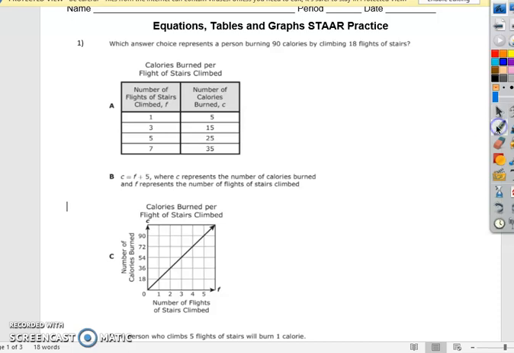Hey guys, we are going to do this STAAR review over equations, tables, and graphs. Problem 1 says, which answer choice represents a person burning 90 calories by climbing 18 flights of stairs?